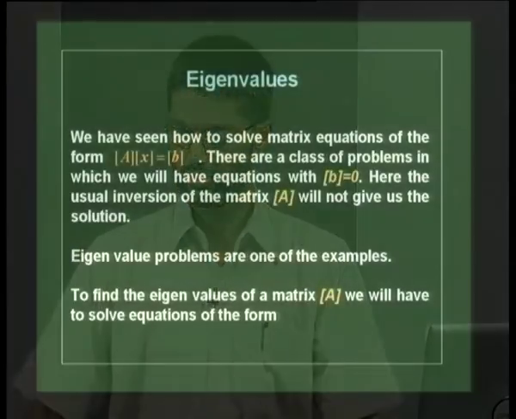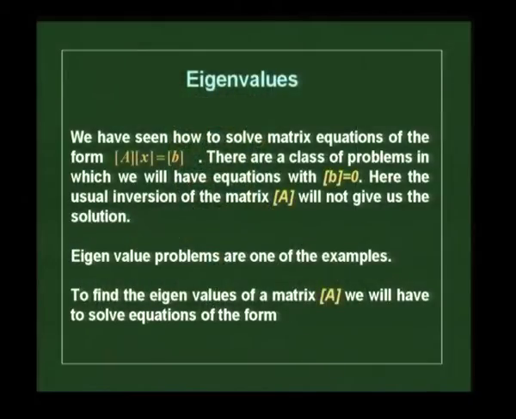We have seen how to solve a set of linear equations using matrix inversion or by using elimination techniques. So now we look at a special class of problems in a set of linear equations, a slightly different class of problems, in which we have equations of the form Ax = b, but the right hand side of this equation is 0.